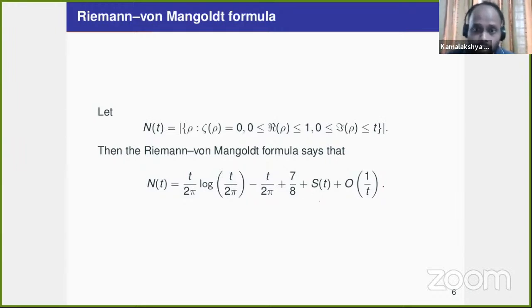Using this, we can actually estimate how many zeros there are up to height t, or we can find a very explicit formula. If we have a formula for S(t), we can find an explicit formula for the number of zeros. This is one example, and there are many cases where we use S(t) to calculate several pieces of information about the zeta function, including its distribution too. So let's see some results on S(t). How large is S(t)?